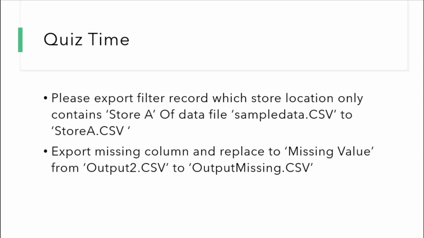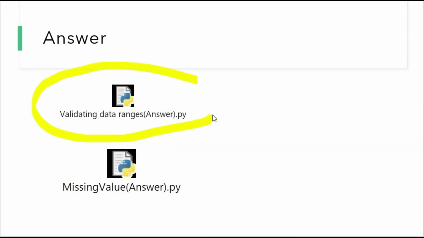Hi guys. I hope you all are doing well in this topic. Let's have a quiz. Quiz 1. Please export filtered records which have a store location containing only store A from the data file sampledata.csv to storeA.csv. Quiz 2. Export missing columns and replace them with missing value from output2.csv to output_missing.csv. You can check the answers in the PowerPoint on the next slide after you are done.